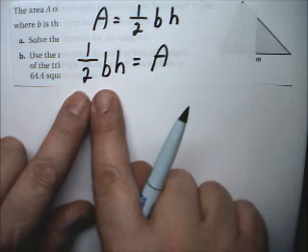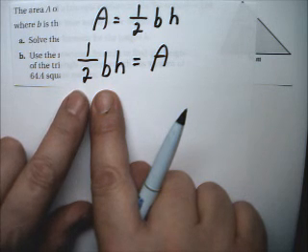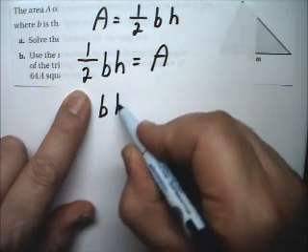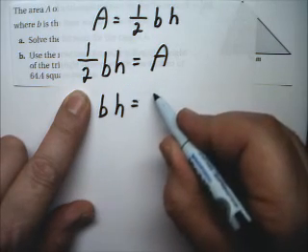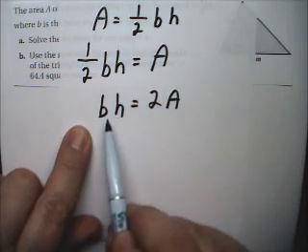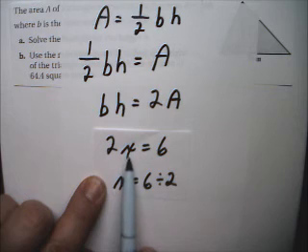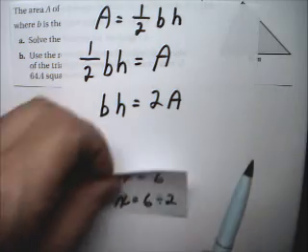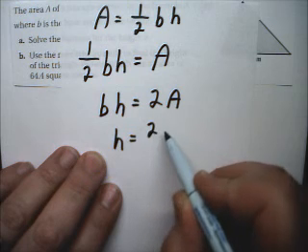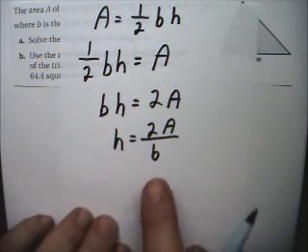So we have to take care of this 1/2 and the b. To get rid of the 1/2, I'll multiply by the reciprocal. That's 2, and I'll get b times h equals 2a. And now I'll divide both sides by b. The b is multiplying the h, very similar to this: the 2 is multiplying the x. So to get x equals, I have to do 6 divided by 2. So I'm going to divide by b and get h equals 2a over b. And that's the answer.